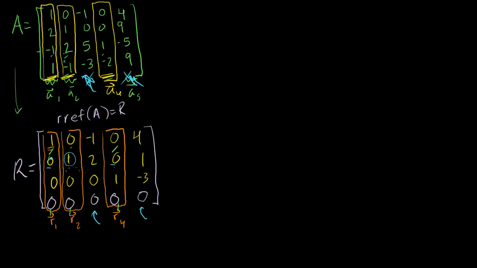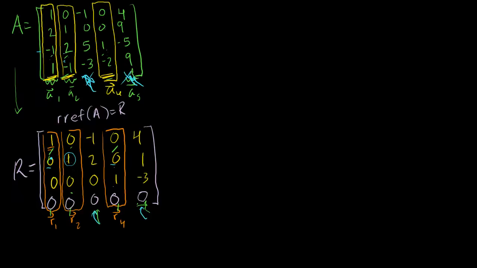Why were we able to just take the corresponding columns? Why did linear independence of these 3 guys imply linear independence of these 3 guys? Why was the fact that this guy right here is a linear combination of these 3, or this guy is a linear combination of these 3, why does that imply that I can construct this guy as a linear combination of my basis vectors?